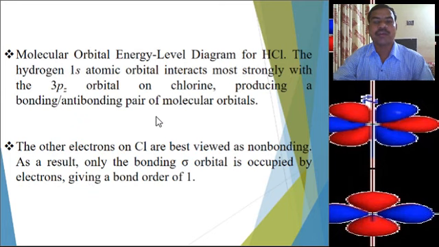These are the molecular orbital diagrams of CO, NO and HCl.